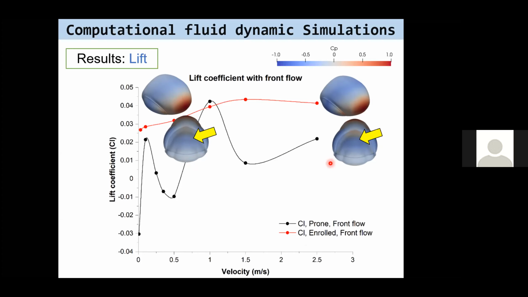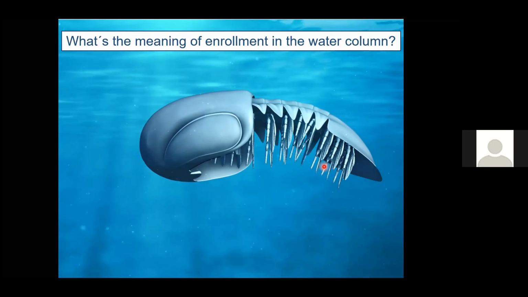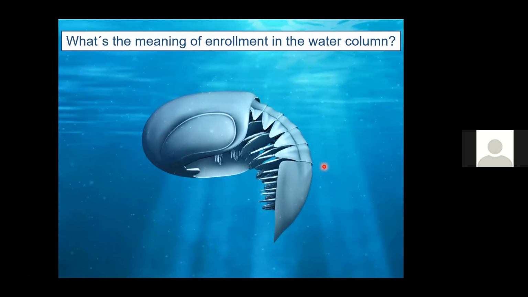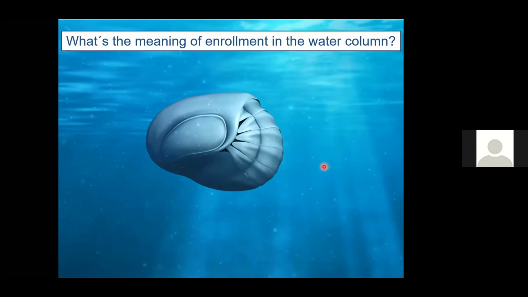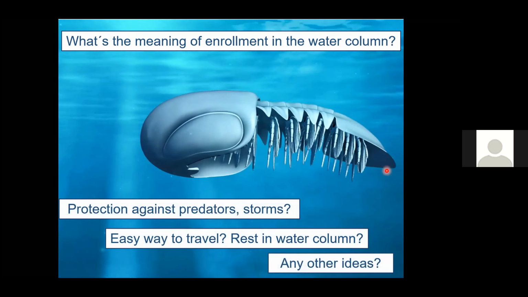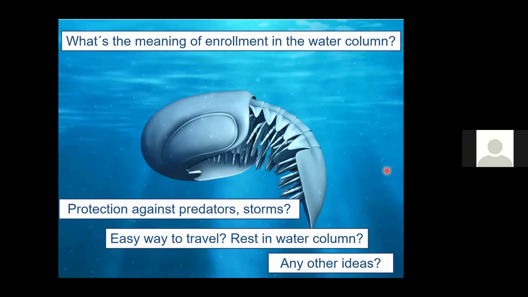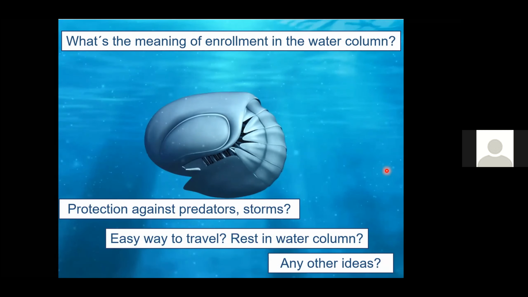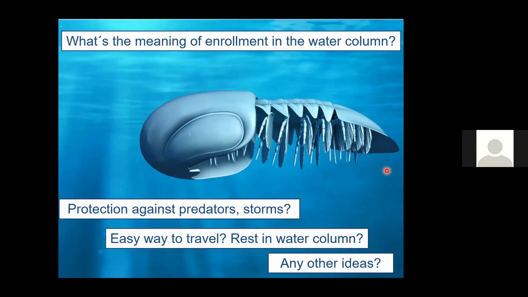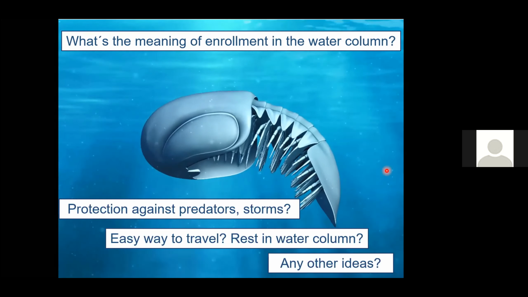So the results are suggesting that probably the trilobite was able to be in the water column without any movement independently of the velocity, or at least in the range of the velocity that we have analyzed. So we have something like this. When the trilobite is enrolled, we were wondering about the meaning of enrollment in a water column. The trilobite was like this, so probably some kind of balance. So we are wondering if this is a protection against a predator or storms, or just a cheap and very easy way to travel, or resting in the water column. And of course, any other idea is welcome.